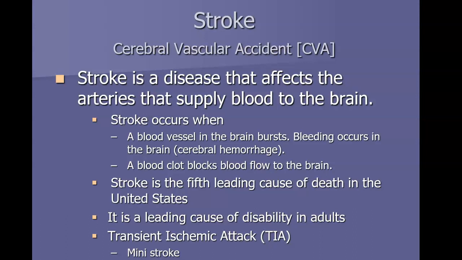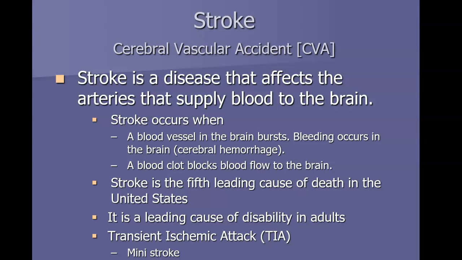Now, the type of symptoms or the type of disability that this could potentially cause is great, but it's really going to depend on what part of the brain is impacted by this. Another way that a person has a stroke is when a blood vessel in the brain bursts, and that is frequently caused from hypertension, or it can be from a weakened artery for some reason, and then they bleed into the brain. That's called a cerebral hemorrhage.